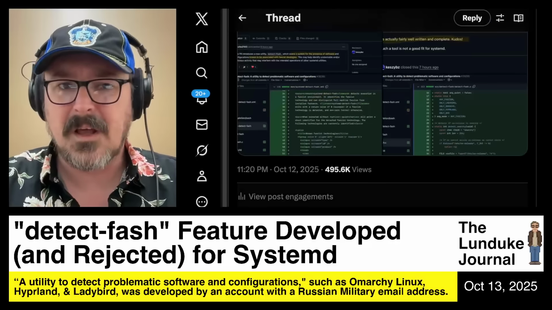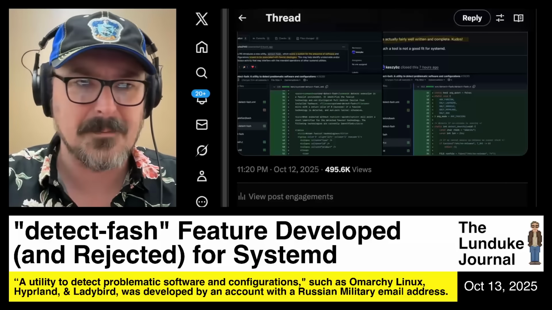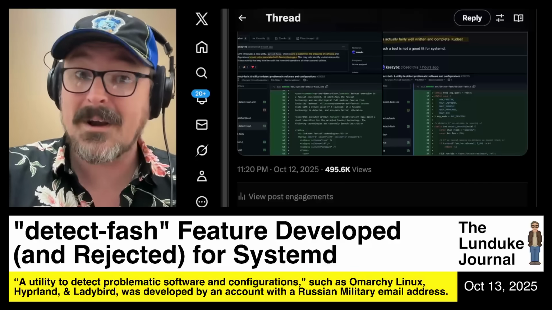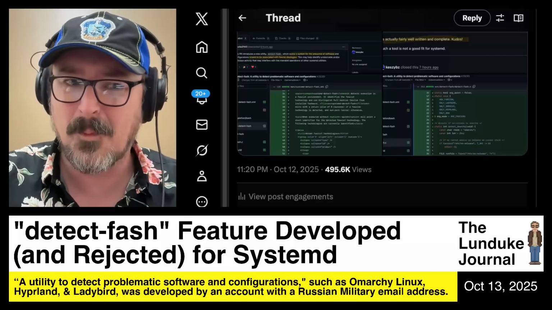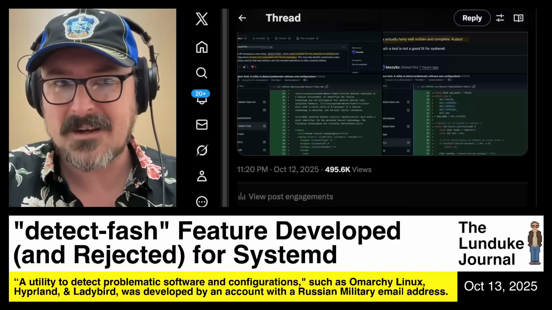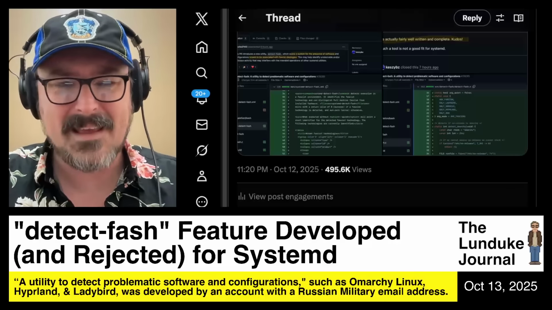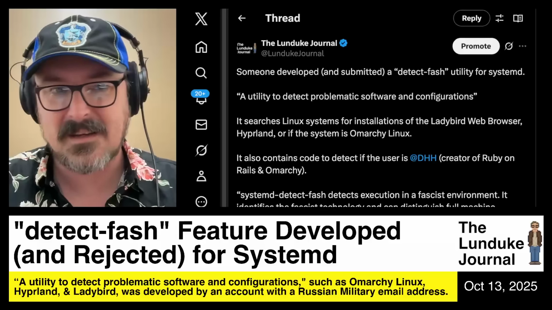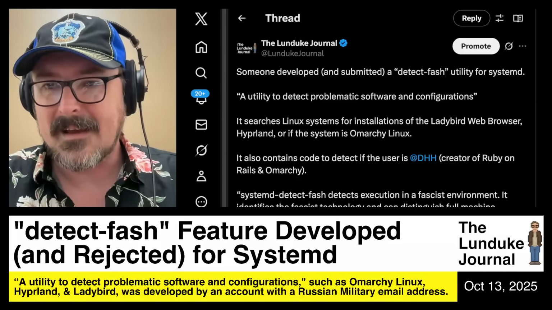People have just been flooding me with posts, emails, and private messages about it, having questions about it, pointing out various things. And people are really confused. Like, how did someone with a Russian military email address manage to get this in there? Or why did they? And are they in trouble now? And what the heck is going on? It's completely and patently absurd. And that is what it is.